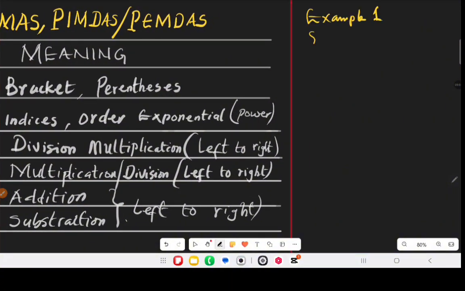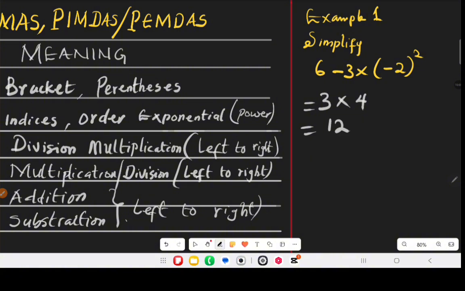Example 1. Simplify 6 minus 3 times bracket minus 2 raised to the power of 2. In normal circumstances, people might solve it this way: 6 minus 3 gives us 3. Minus 2 raised to the power of 2 is the same thing as minus 2 times 2, which gives us 4. Then our answer is 12, which is wrong.